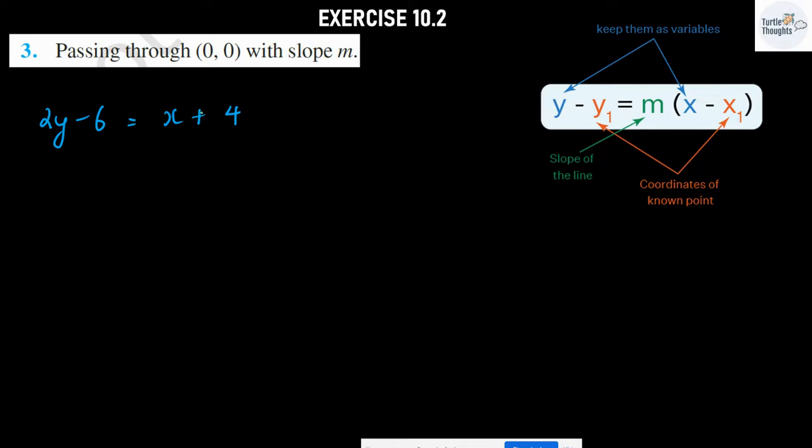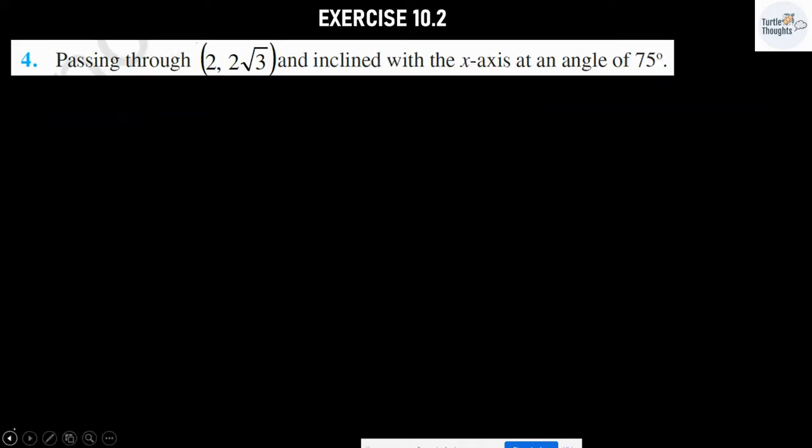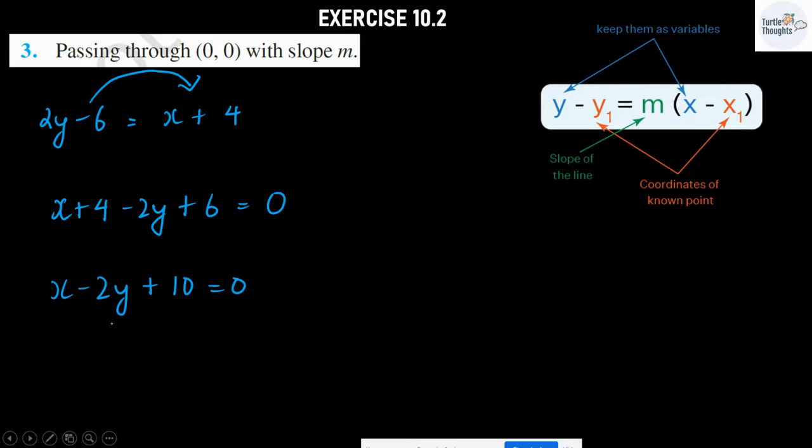Now I can shift everything to the other side, right? Or this, I can shift it over here. So I can write x plus 4 minus 2y plus 6 is going to be equal to 0. I can write this as x minus 2y plus 10 is going to be equal to 0. This is the equation of the line. So you can write, therefore, equation of the line is given by x minus 2y plus 10 is equal to 0.